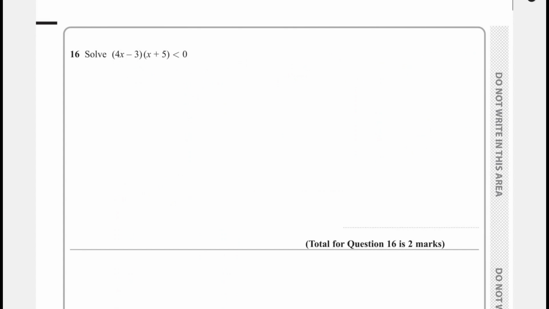Question 16 says, solve (4x - 3)(x + 5) < 0. So this is a quadratic inequality. We know that either this is equal to 0 or this is equal to 0. If we assume that 4x - 3 is equal to 0, we rearrange the equation to make x the subject, and x is equal to 3/4. If we do the same thing here, x + 5 is equal to 0, and so x is equal to -5. So let's draw our graph.